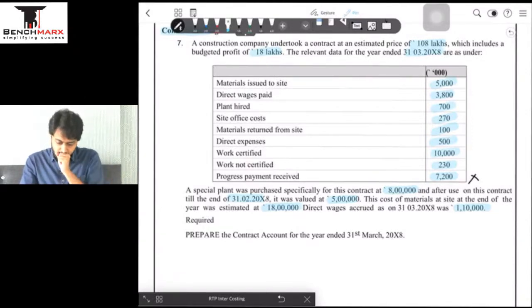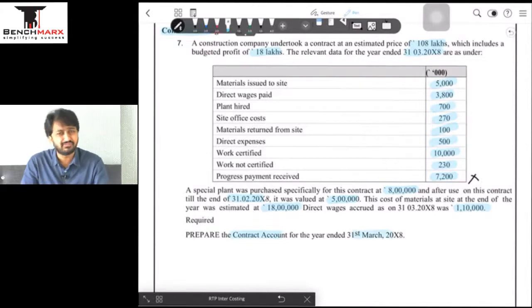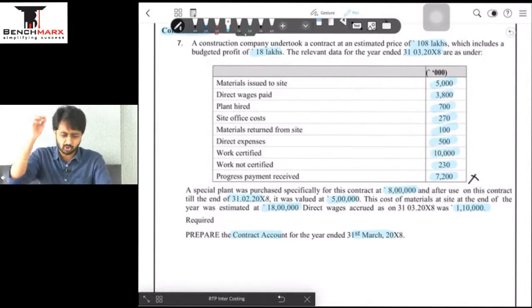ठीक है, ये पता हो गया. अभी करना क्या है, last part करना है अपने को contract account for the year 31st March 8. Very very simple. There is absolutely nothing that we are going to find separately in this. All these numbers copy from here, put in the contract account. As we have discussed, कौन सा account किधर side पे आएगा. All we have to do is prepare contract account hardly for 5-8 lines and keep on posting all these things.